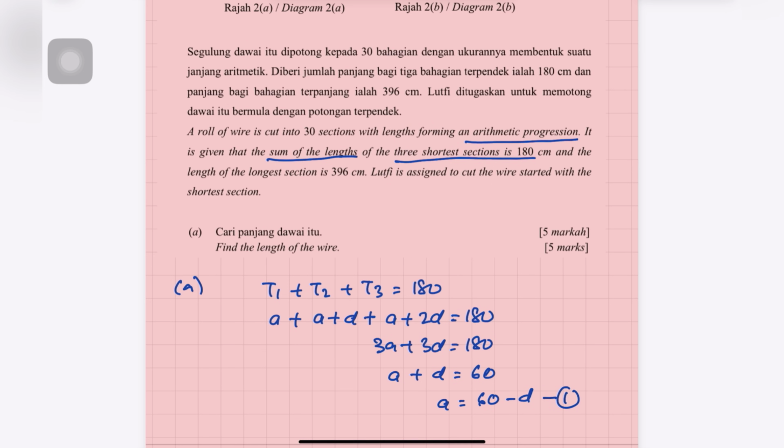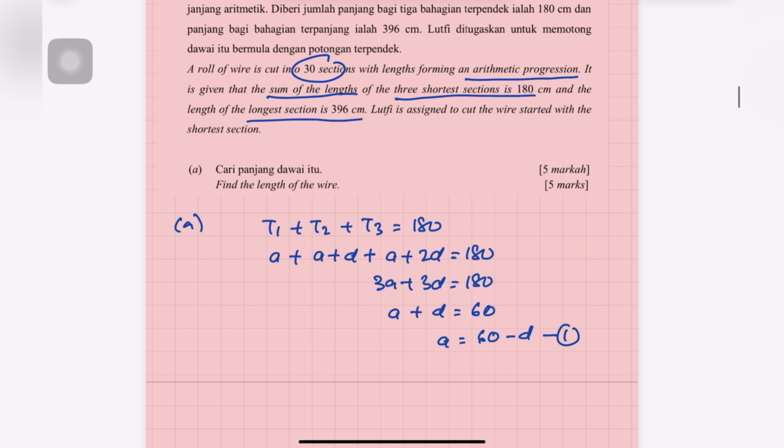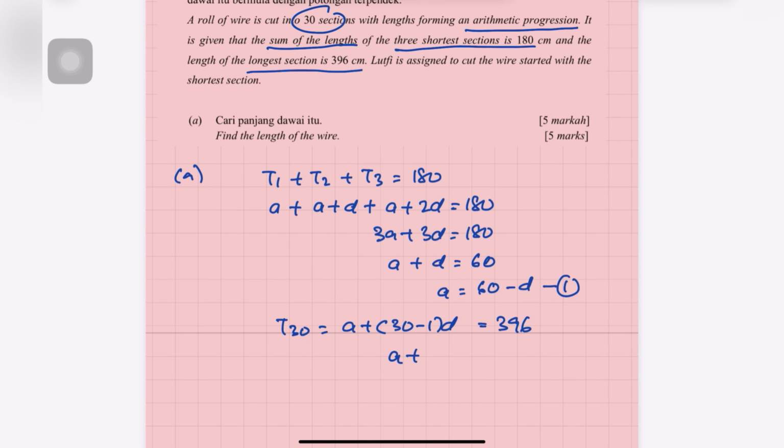Okay, baru satu equation. Lepas tu dia kata the longest section is 396 cm. Oh, longest yang which one ada 30 section. So longest maksudnya T30. So T30 equals to A plus 30 minus 1 D, so equals to 396. Okay, so kita dapat kat sini A plus 29D equals to 396. So A equals to 396 minus 29D.